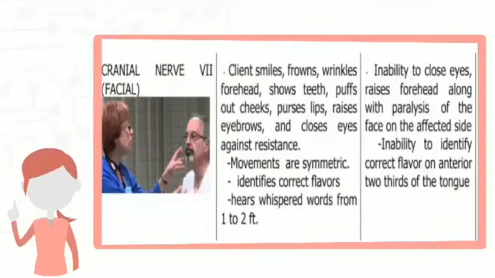The normal findings: the client smiles, wrinkles forehead, shows teeth, purses lips, raises eyebrows, and closes eyes against resistance. Movements are symmetric. Identifies correct flavors. Hears whispered words from 1 to 2 feet. For the abnormal findings: inability to close eyes or raise forehead, along with paralysis of the face on the affected side. Inability to identify correct flavor on the anterior two-thirds of the tongue.